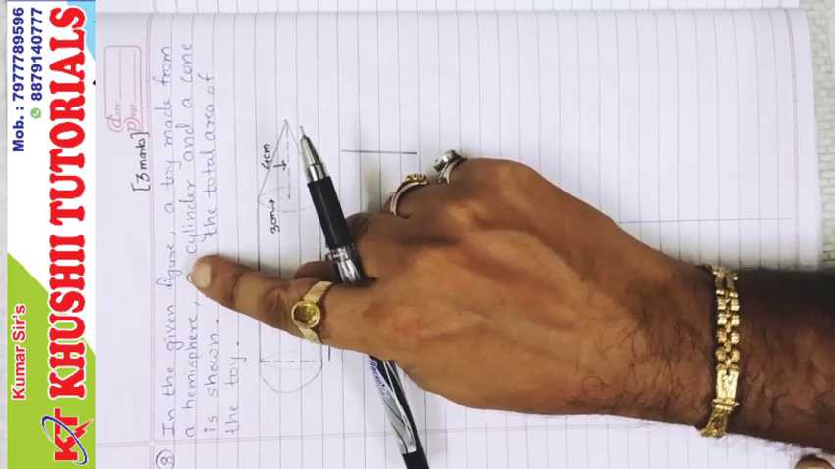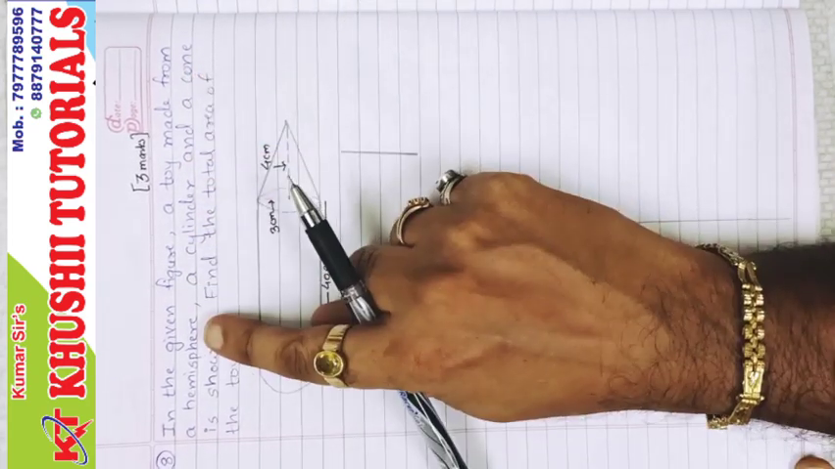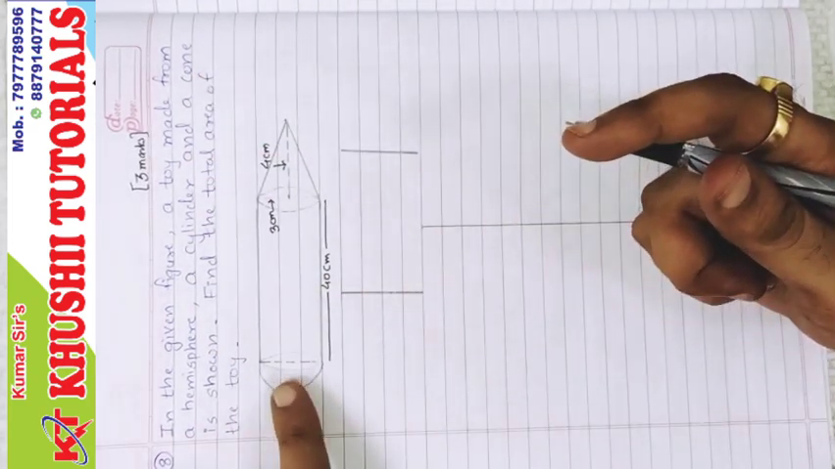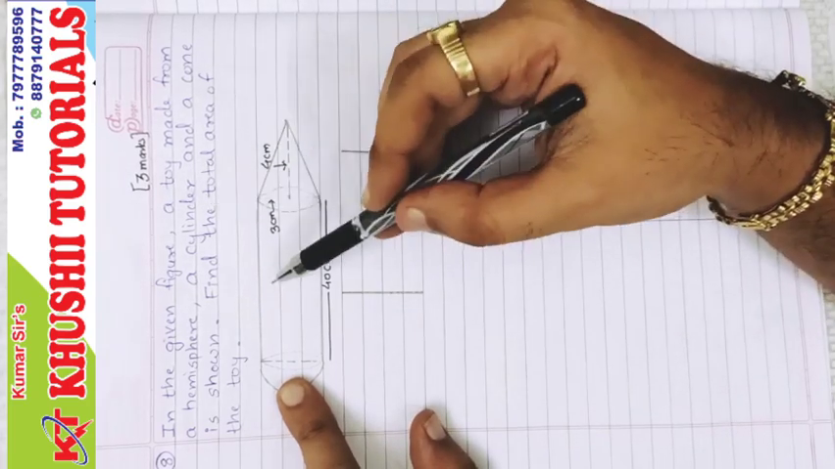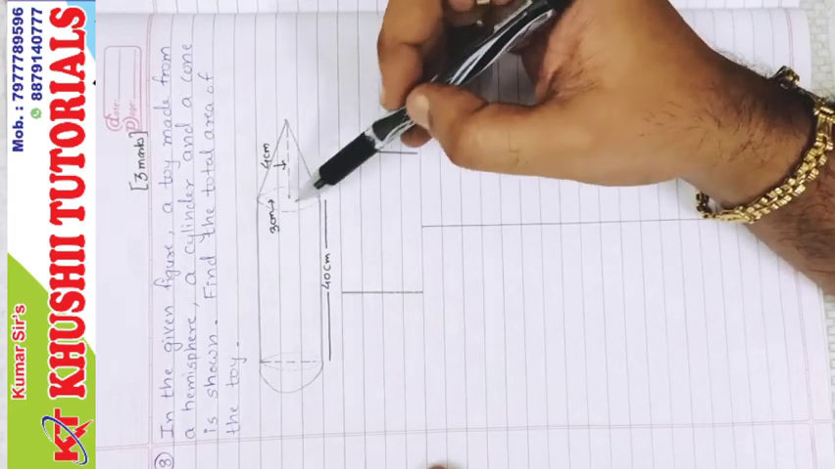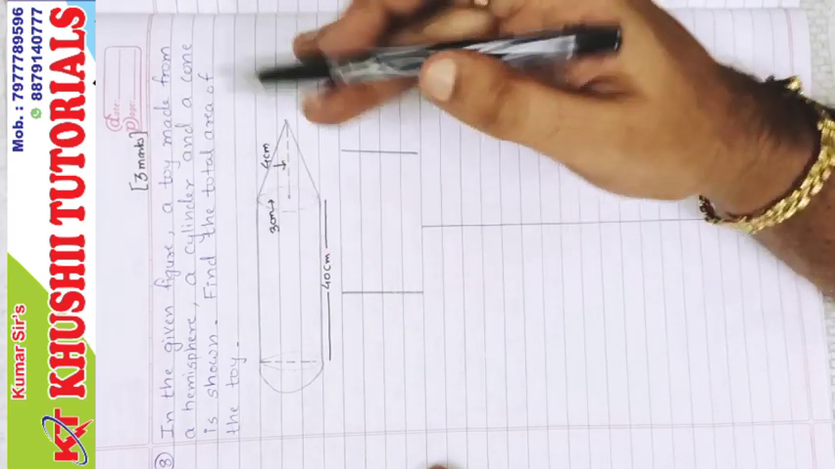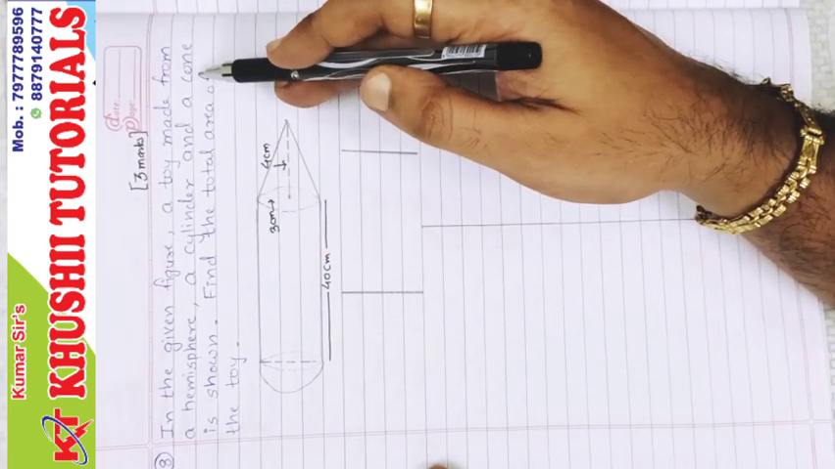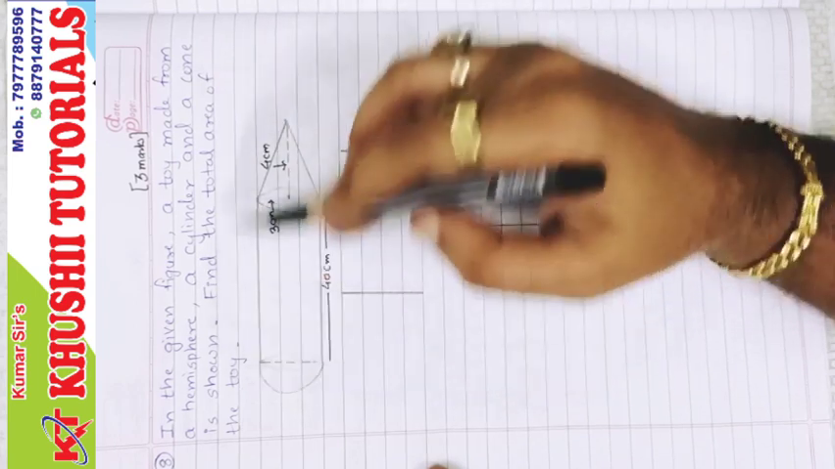In a given figure, a toy is made from a hemisphere, this part is the hemisphere, a cylinder, the middle part is the cylinder, and a cone, the upper part, the rightmost part is the cone. Find the total area of the toy.